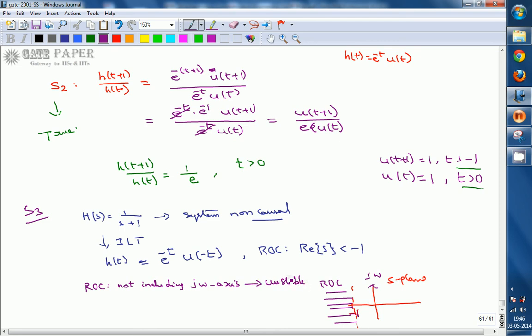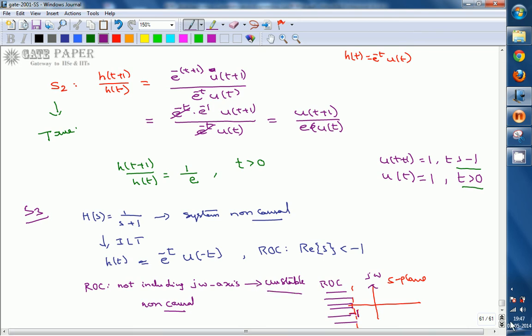For stability, the ROC has to include the j omega axis. If the ROC is the left half of the most significant pole, then the system is non-causal. For a causal system it should be on the right half of the most significant pole. But here it is on the left, so the system is non-causal. So the same transfer function with a non-causal system is an unstable system.